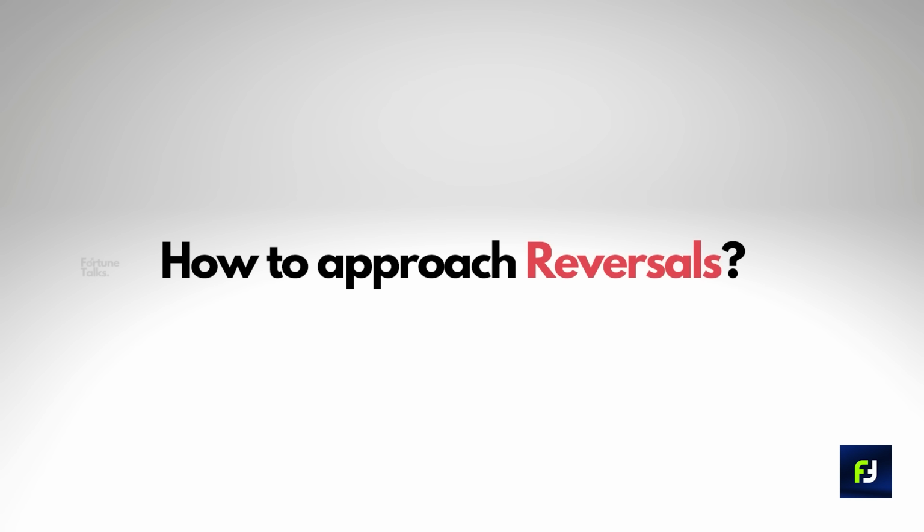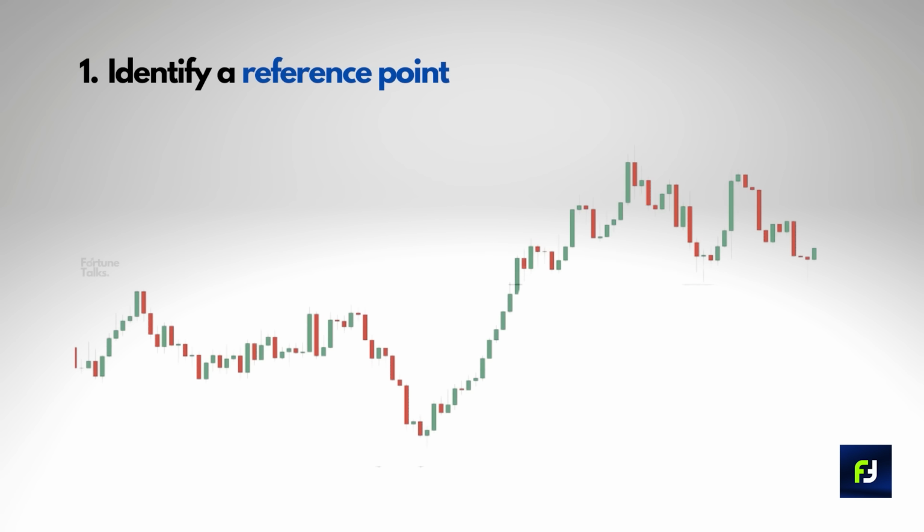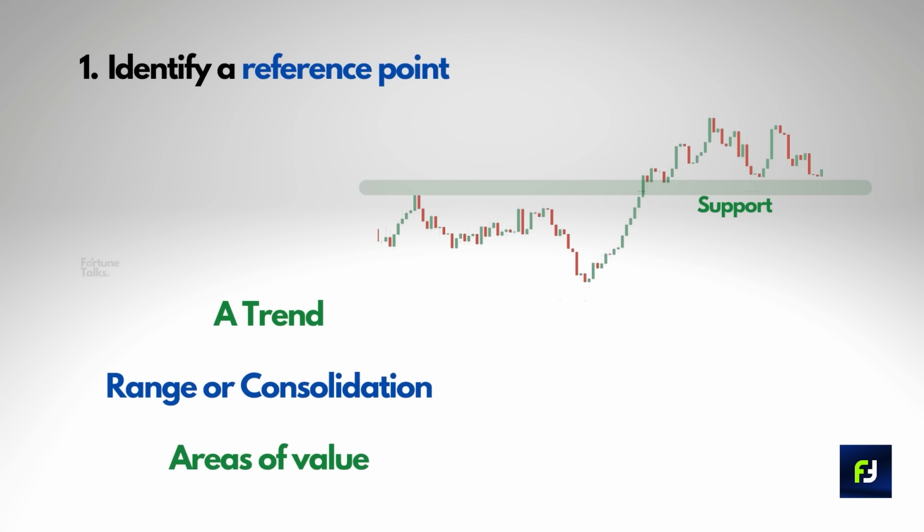Now that we have understood what not to do during a reversal trade, let us look at how to approach reversal trades in the market. The first and foremost point is to have a reference point on your chart. Now, what exactly is a reference point? A reference point can be a trend, a consolidation, or an area of value like a support resistance, a trend line, a moving average, etc., where there is a chance for some sort of price action.